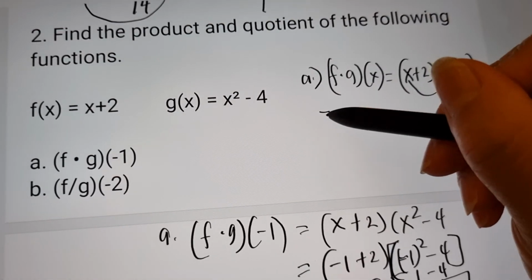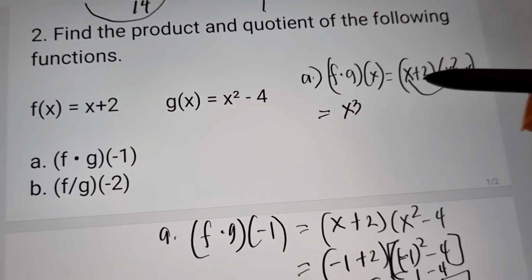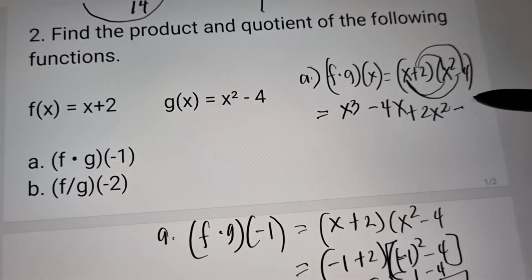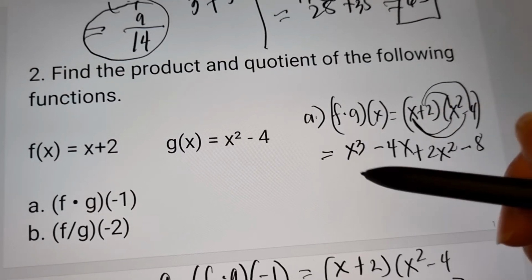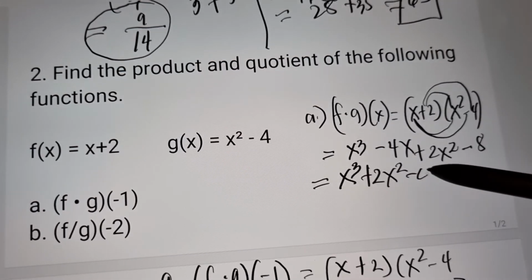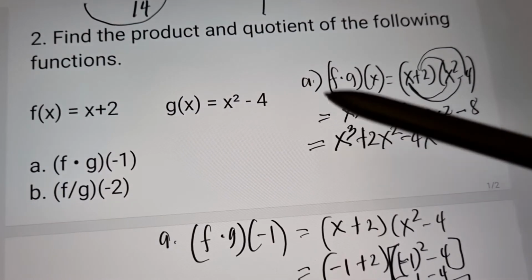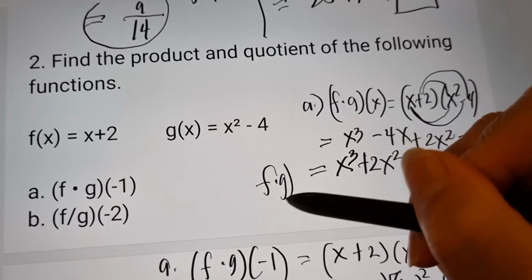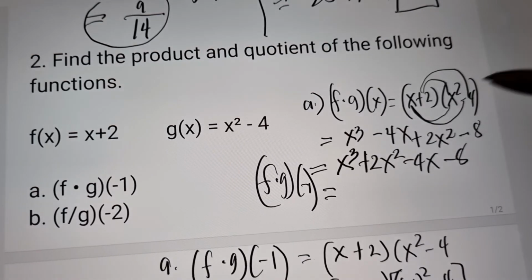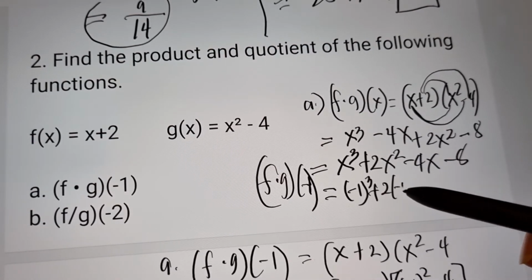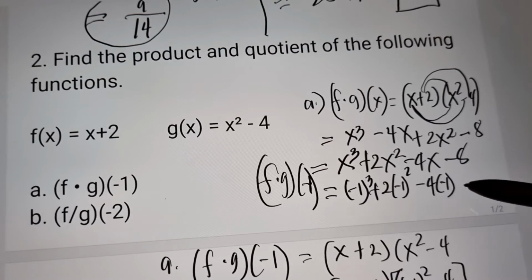Pag minultiply natin using FOIL method, magiging x cube minus 4x, then 2 times x squared plus 2x squared, then minus 8, 2 times negative 4. So ang sagot natin dito ngayon, arrange natin x cube plus 2x squared minus 4x minus 8. Okay? So ang hinahanap natin ngayon ay f of g of negative 1. So substitute natin. So negative 1 cube plus 2 times negative 1 squared minus 4 times negative 1 minus 8.